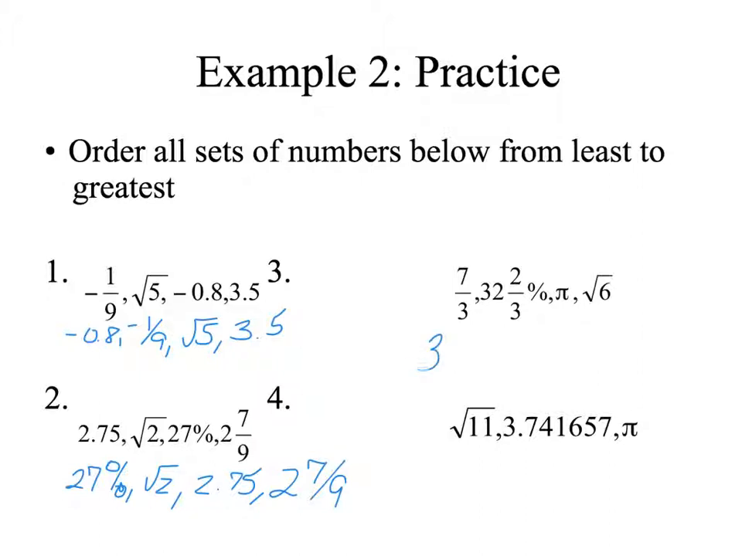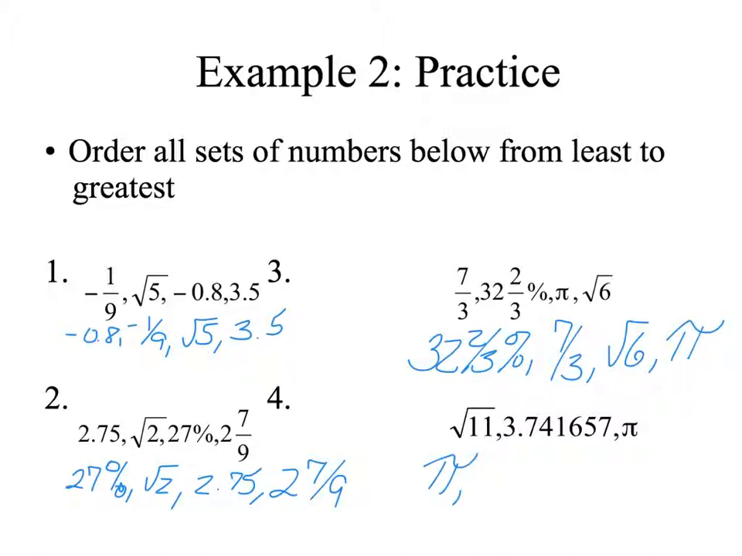Number 3, 32 2/3% is my smallest, and then 7 over 3, square root of 6, and pi is actually the largest value this time. Number 4, this time pi is the smallest value, square root of 11, the 3.74, 1657.